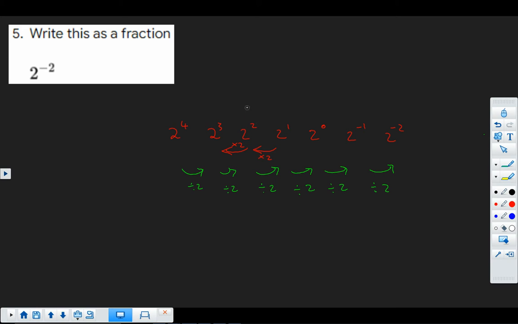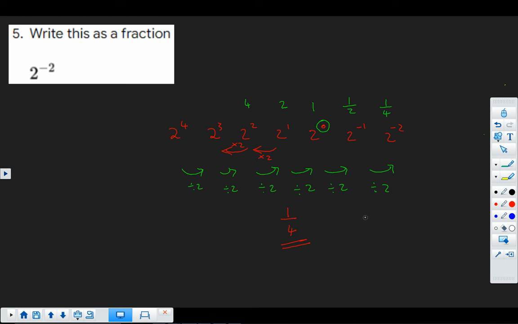So 2 squared is 4, isn't it? 2 to the power 1 is 2. We're dividing by 2 at each stage. 2 divided by 2 is 1. Now let's just remember that everything to the power 0 is 1. We're now doing 1 divided by 2, so that's a half, isn't it? A half divided by 2 is a quarter. So there's our answer, 1/4, because we were asked to give it as a fraction.